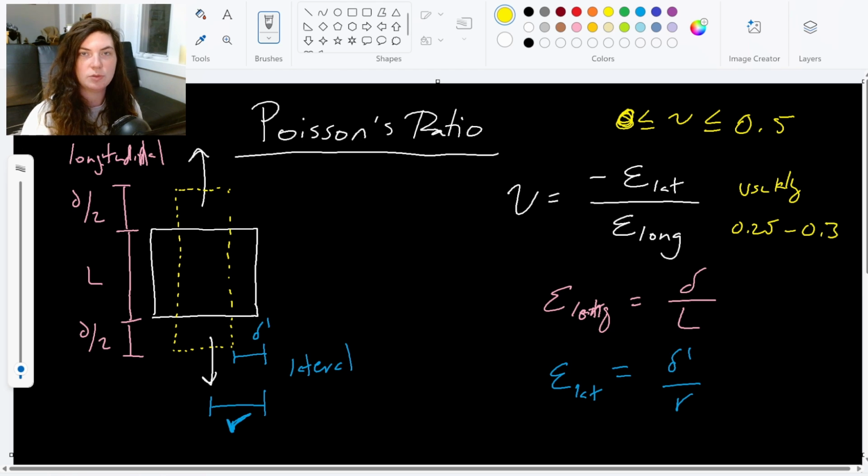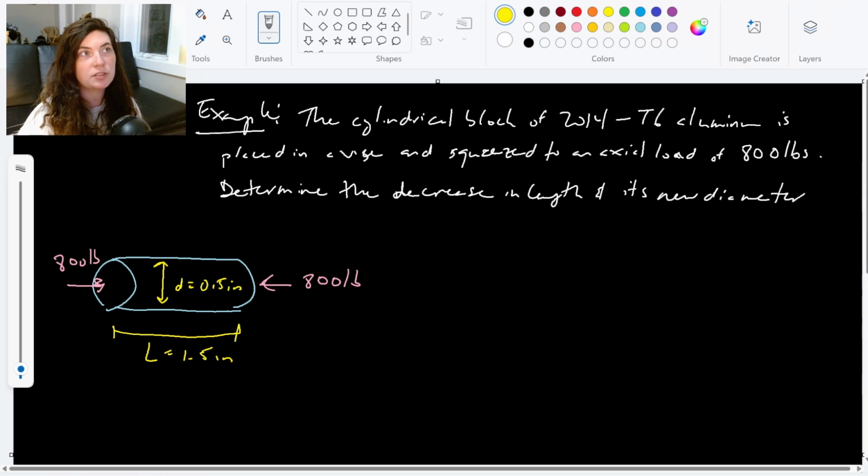So we can use this in a few ways with our stress-strain diagram and our properties of specific materials to calculate things like stress and strain. So let's look at an example of how we might use this. In this example, we have a small cylinder of 2014 T6 aluminum that's placed in a vise with an 800-pound force axially loaded on that cylinder. It has a length of 1.5 inches and a diameter of 0.5 inches, and we want to find the decrease in length and the new diameter of this little rod under this applied stress.